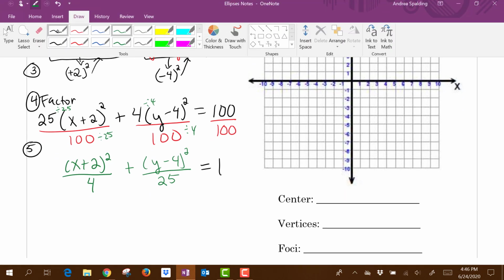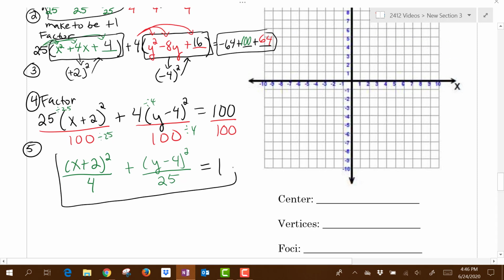Alright, so now we have our equation in standard form, and we should be able to pick off all the information that we want and then also graph the ellipse. Alright, so what's the center? Let's start there. We would have x plus 2, the center there would be negative 2 for that x value of the center. The y value of the center then would be a positive 4.